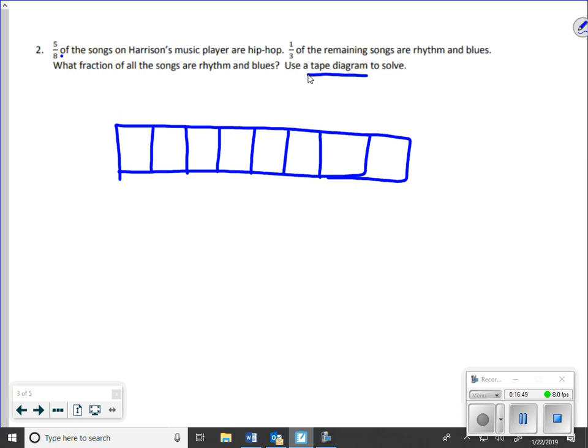5/8 are hip hop. So all I'm going to do is take 1, 2, 3, 4, 5, label that hip hop. I'm doing exactly what the problem is telling me. 5/8 are hip hop. Now, that's all the problem has to do with hip hop. That's it. Okay?